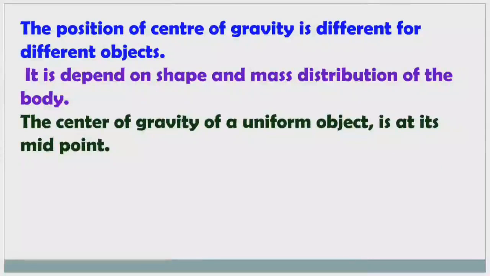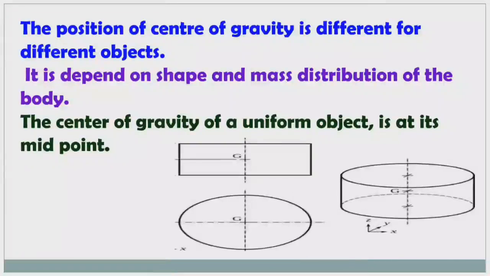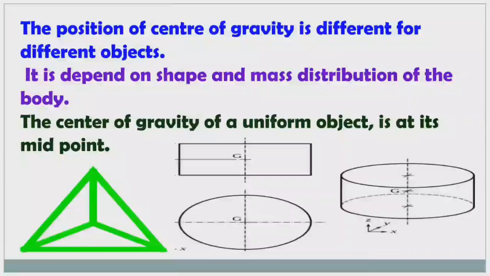The center of gravity of a uniform object is at its midpoint. If you take a regular or uniform object, the center of gravity lies at the midpoint or geometric center. Here we can see a rectangle, a circle, a cylinder. For all these objects, the center of gravity lies at the geometric center. Here we can see a triangle. For all uniform or regular shaped objects, the center of gravity lies at the midpoint.